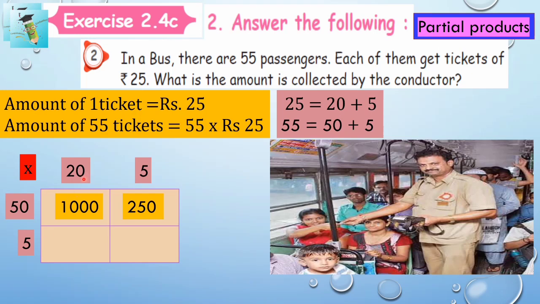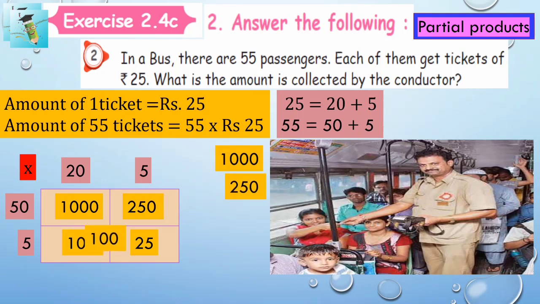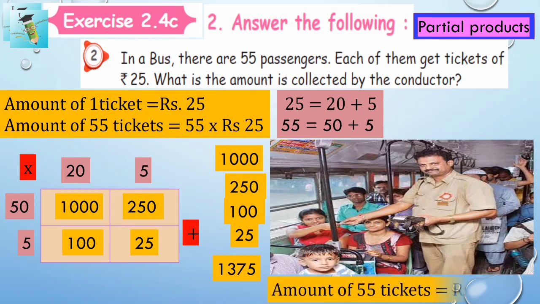Now come to this 20 and 5. Here also there is only one zero. Keep it aside and 2 into 5, what? 2 5s are 10. So 100. Now last one 5 into 5. 5 5s are 25. Now what to be done? We are going to add everything. So 1000, 250, 100 and 25. We must add all these answers and the final answer will be 1375. So amount of 55 tickets equal to rupees 1375.